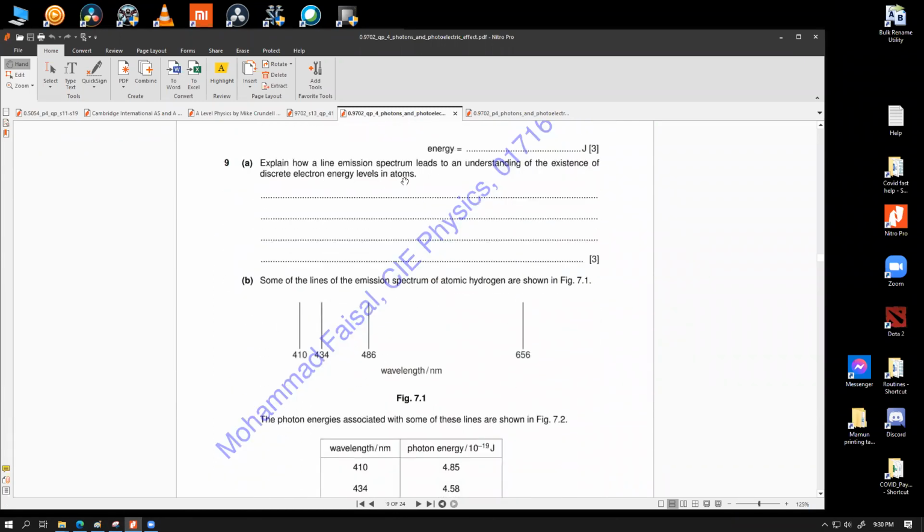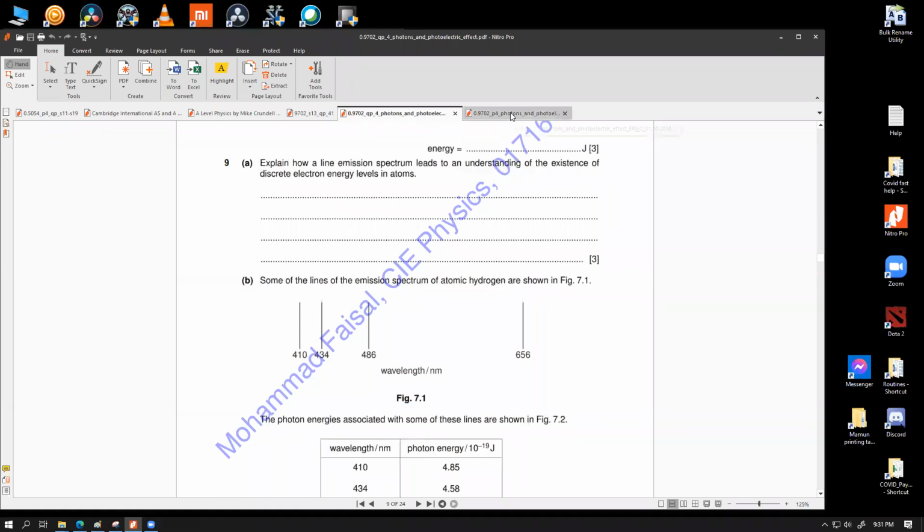Explain how a line spectrum leads to an understanding of the existence of the discrete electron energy levels in atoms. 3 marks. Look at the question. Explain how a line emission spectrum leads to an understanding of the existence of discrete energy levels in atoms. So from the line spectrum, how can we decide the discrete energy levels? How does this observation, line spectrum, lead back to the discrete energy levels?